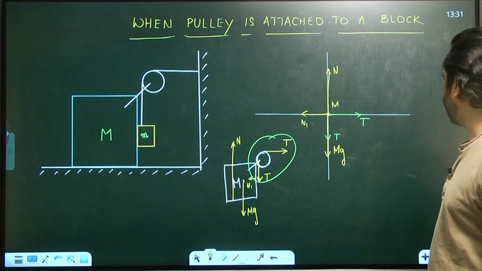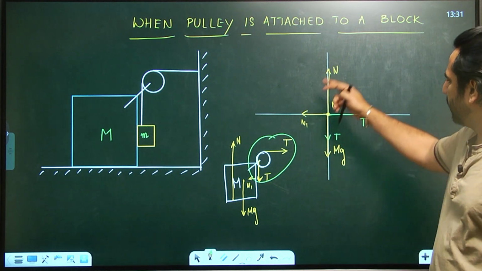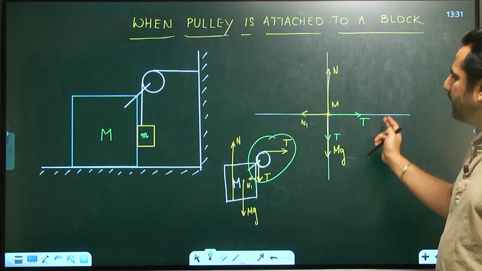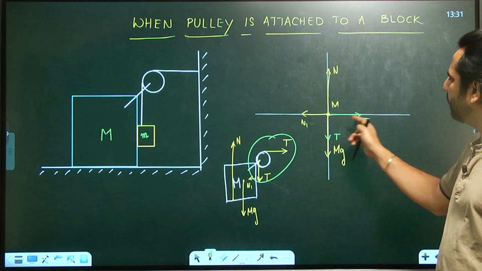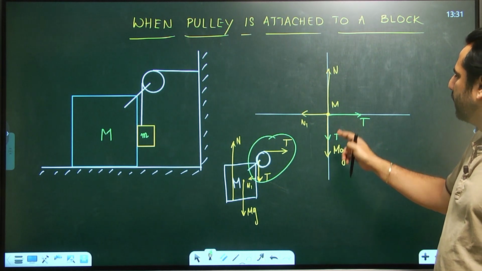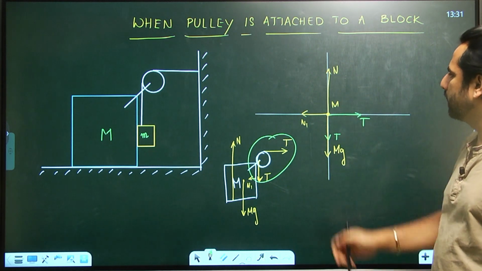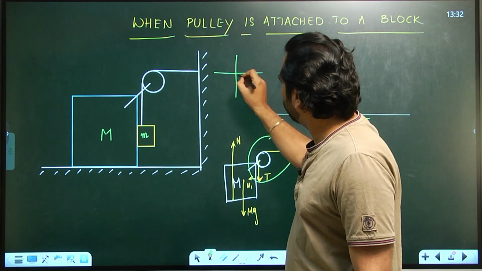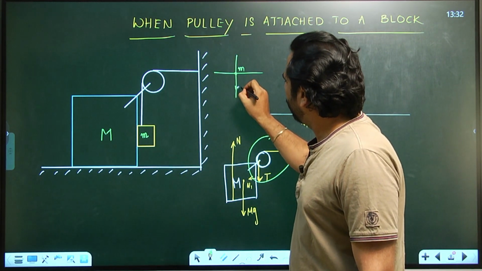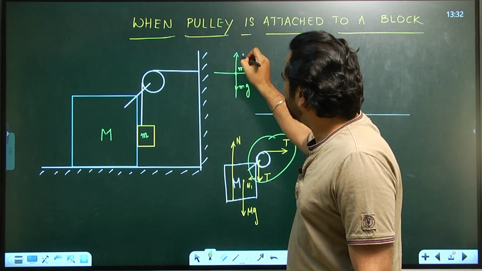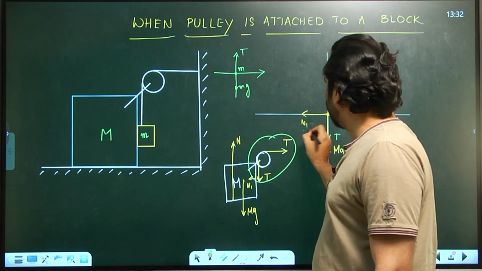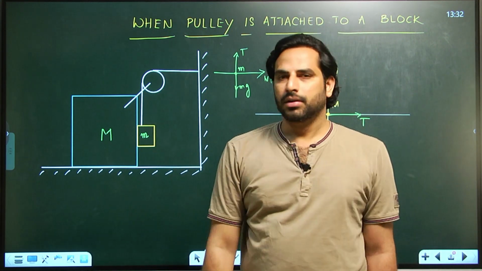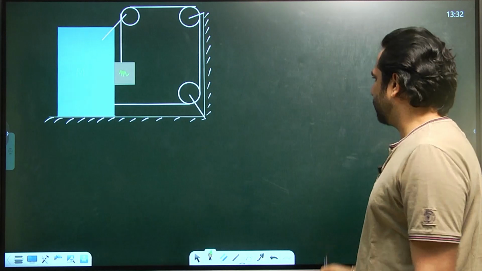I'll take another example. If you look at this free body diagram, apart from the three forces that we are able to easily identify, I have also represented the forces acting on the pulley because the pulley is attached to this block capital M. And coming to the smaller block's free body diagram, it has weight down and tension T, and the counterpart of this N1, this is the action and the reaction is this N1. It's very simple.